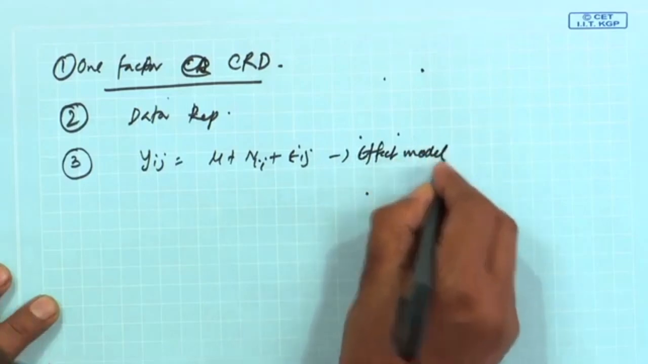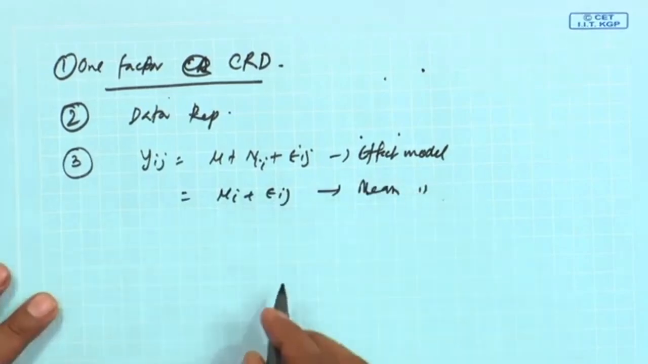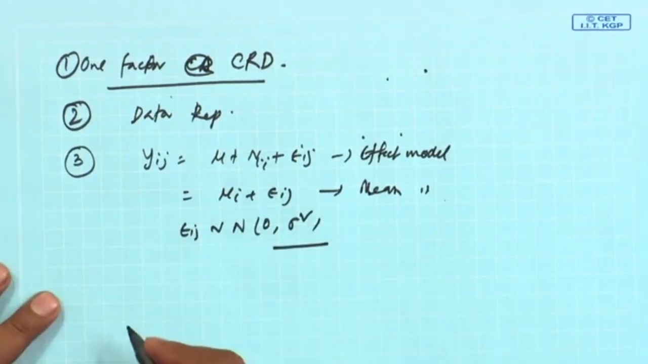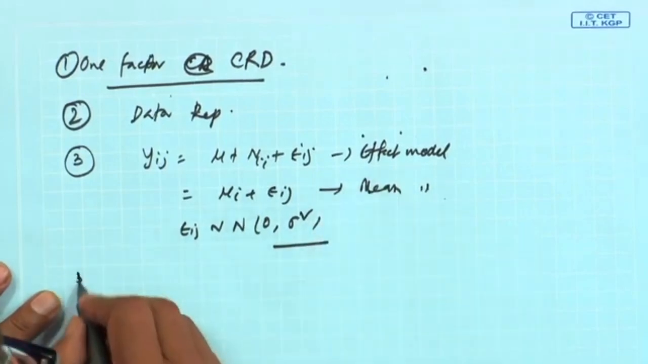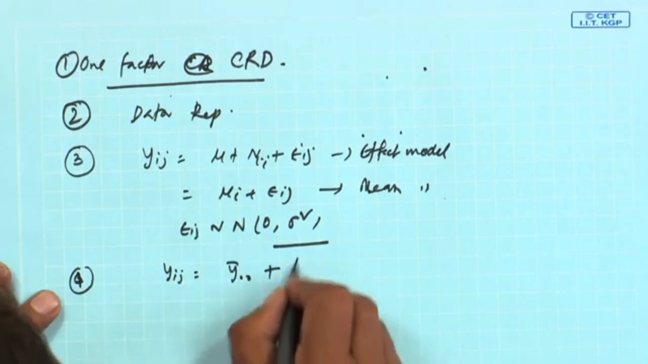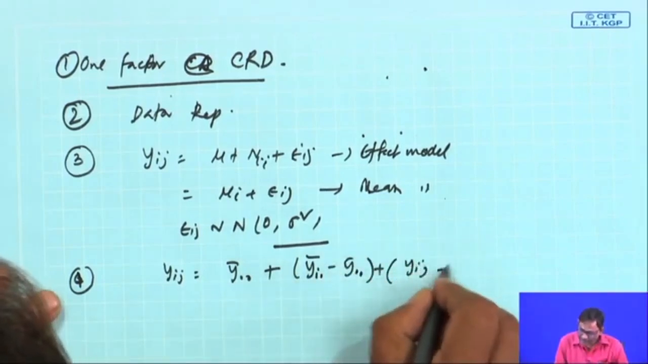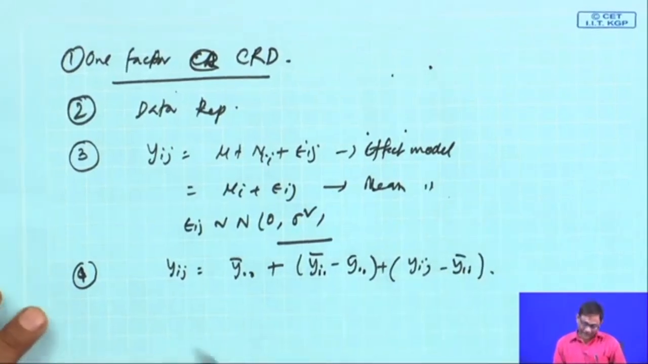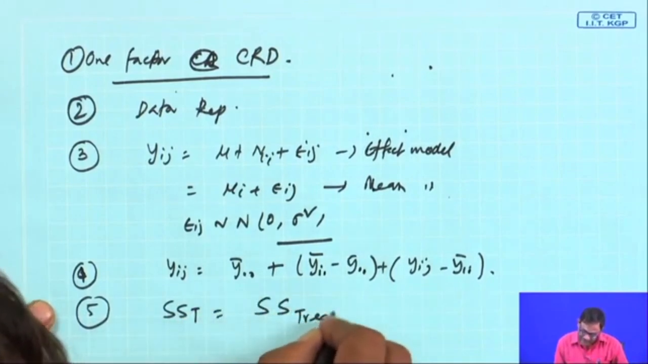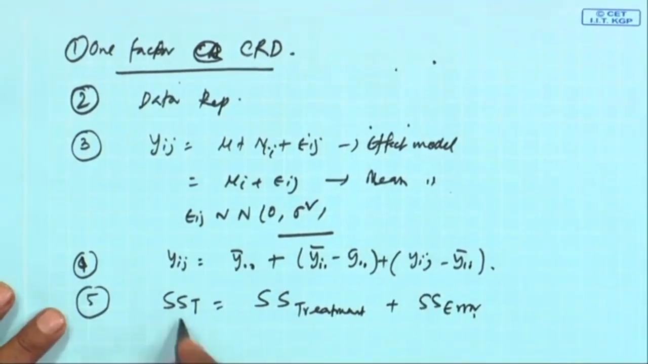This is the effects model, or you can write this as mu i plus epsilon ij, this is the means model. And then we have said that the error is normally distributed with mean 0 and variance sigma square. And then we have seen how a general observation is partitioned into different components. From there, we have seen how the sum of squares total is partitioned into sum of squares treatment plus sum of squares error, and we have given a general formula for calculation of this.